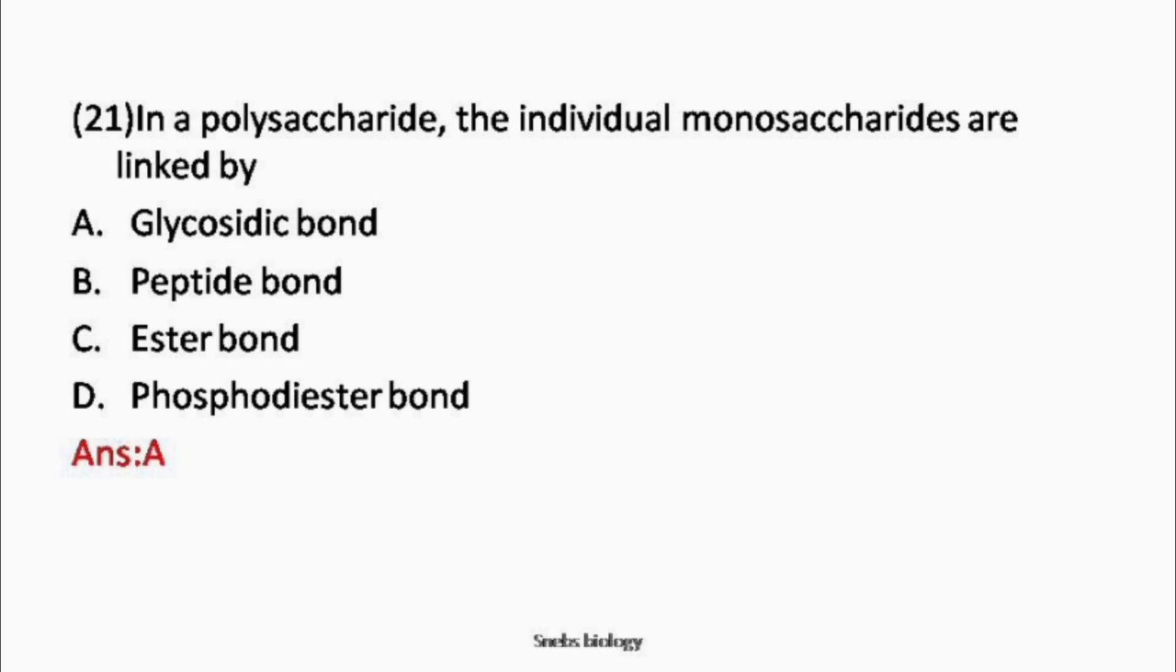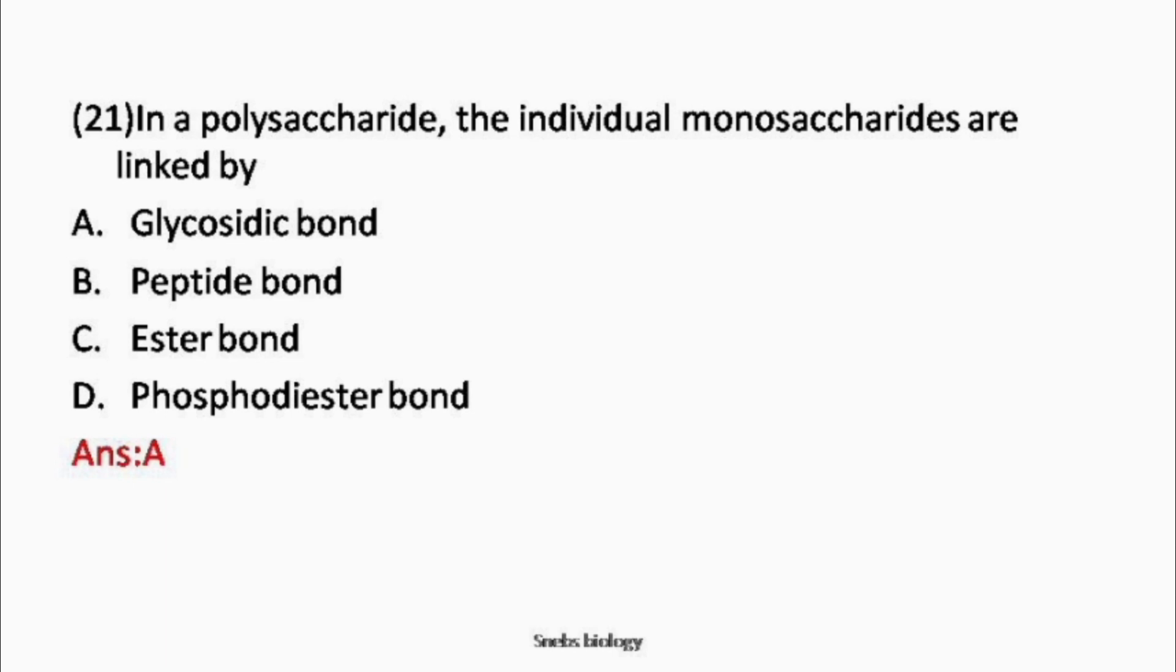Polysaccharides are large-sized carbohydrates which are formed by condensation of a number of monosaccharides. These are also called glycans because of their formation from sugars. Linkage between adjacent monosaccharides is through glycosidic bonds. A molecule of water is released at each point of condensation. So the correct answer is option A, glycosidic bond.